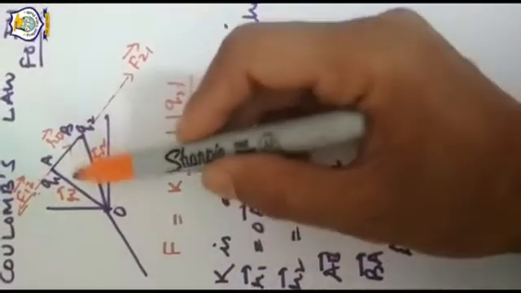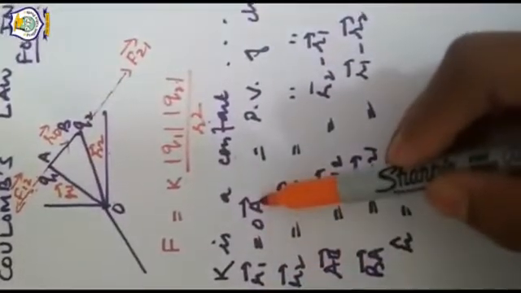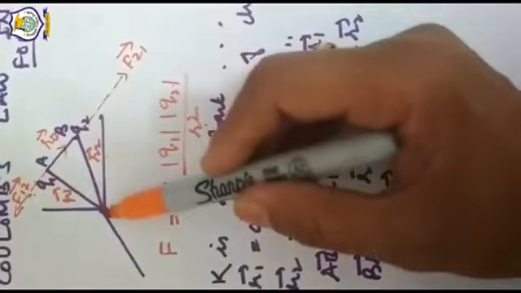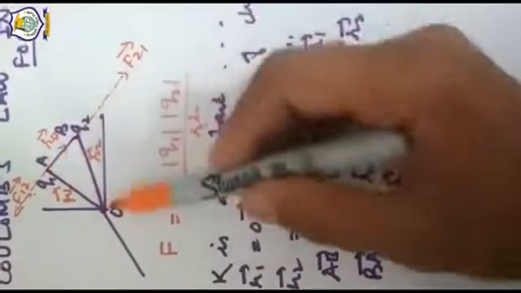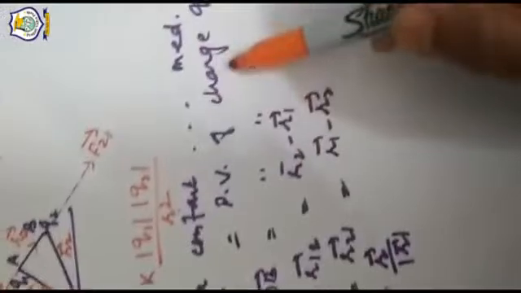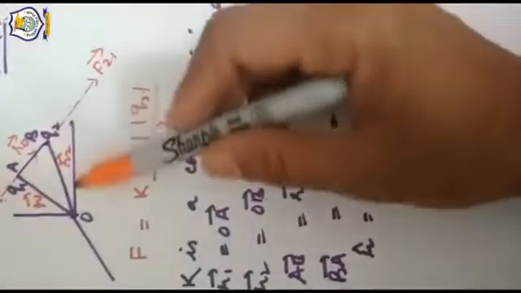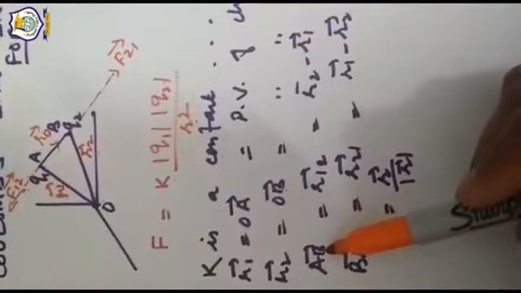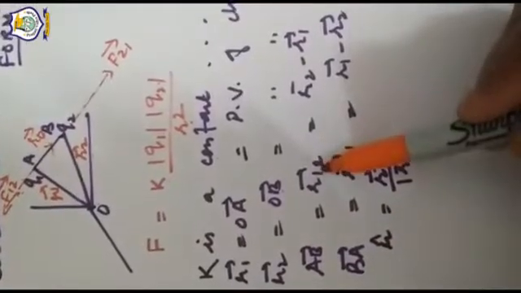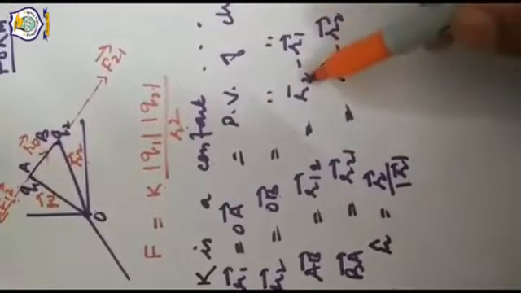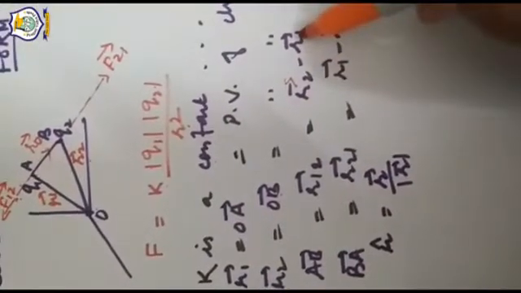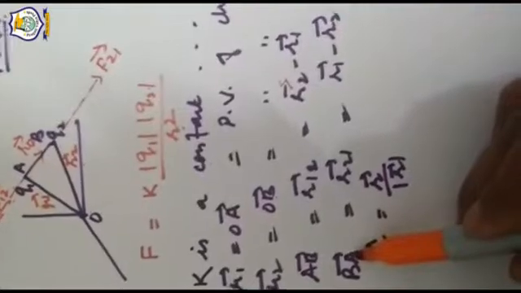Now we can proceed: R1 is equal to OA. Look at this figure. Vector R1 is OA, and this is called the position vector of charge Q1. And R2 is equal to OB. You can see from the figure, this is the position vector of charge Q2. Now, we have considered AB, and AB is equal to R12. According to vectors, R12 is equal to vector R2 minus vector R1. Similarly, for BA, we have R21 is equal to R1 minus R2.